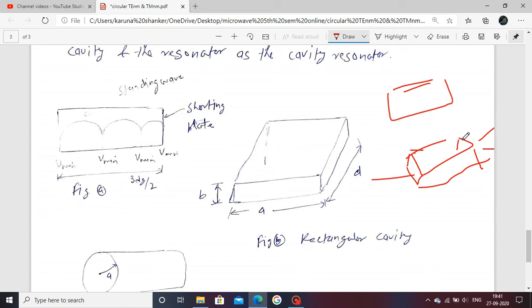Now both sides are shorted by a plate. Shorted means this is closed, this is also closed. Now this forms a cavity. The properties depend on the length, width and height of your cavity. This is your rectangular cavity.